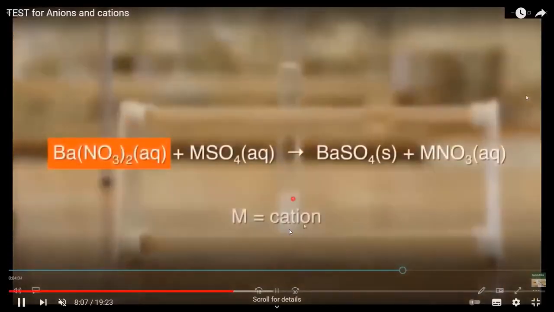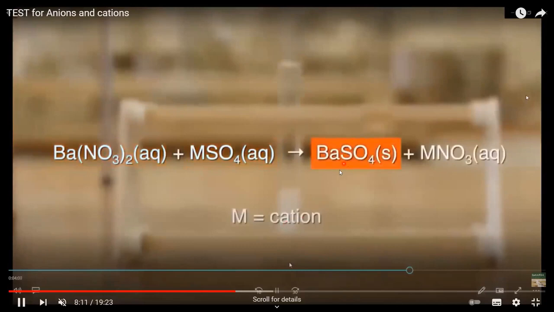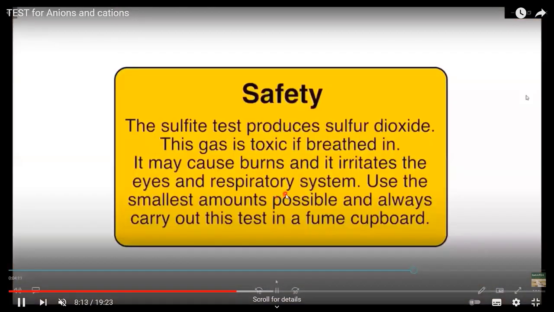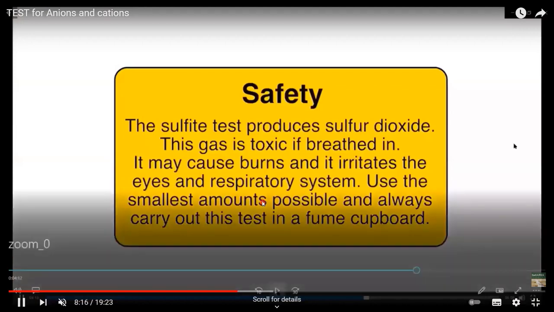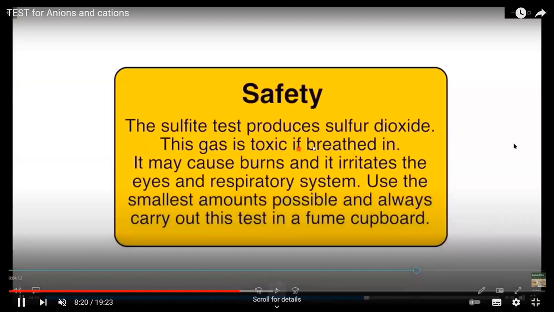So you can see here the white precipitate. What does the white precipitate show? The white precipitate shows the formation of barium sulfate. So this was about the test for sulfate ion. But the sulfite ion produces sulfur dioxide, which is toxic. So it should be carried out in a properly ventilated room, or use a fume cupboard. These are the safety precautions related to identification of the sulfite ion.